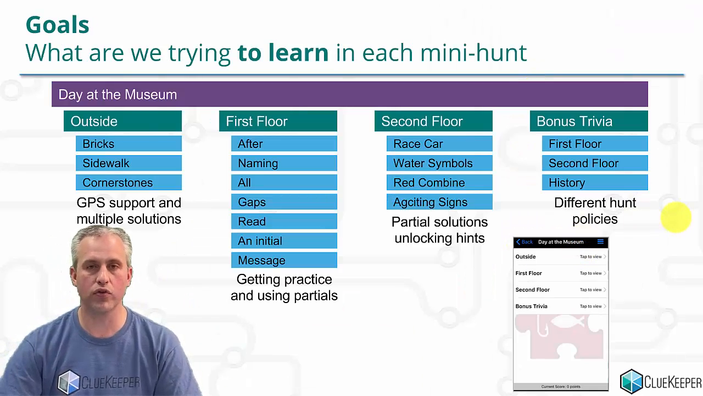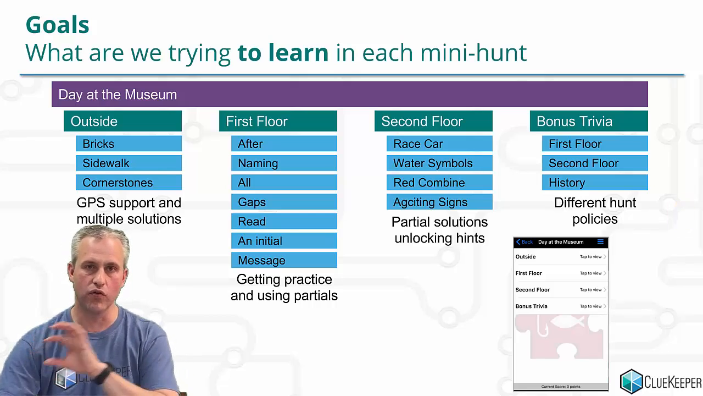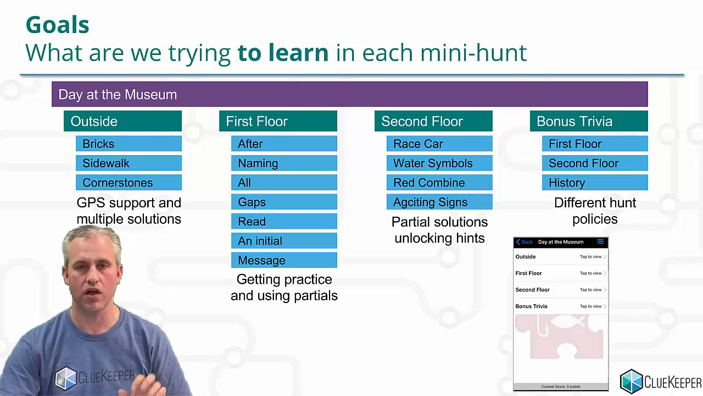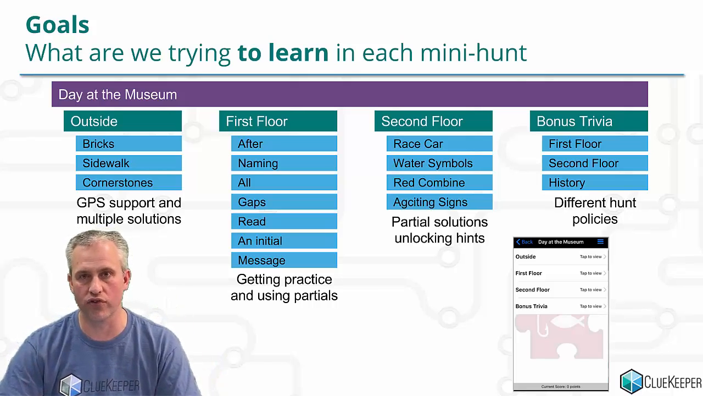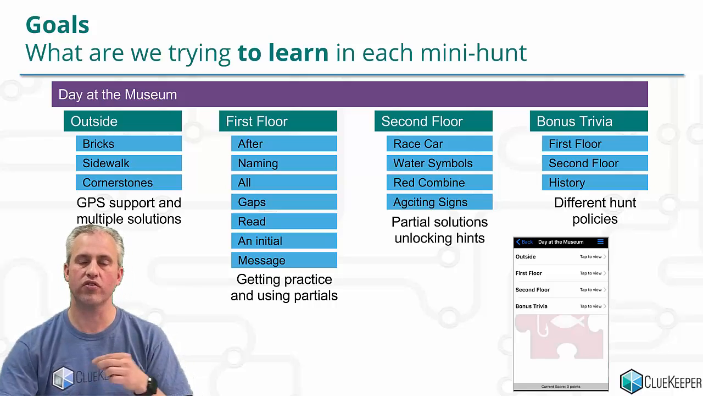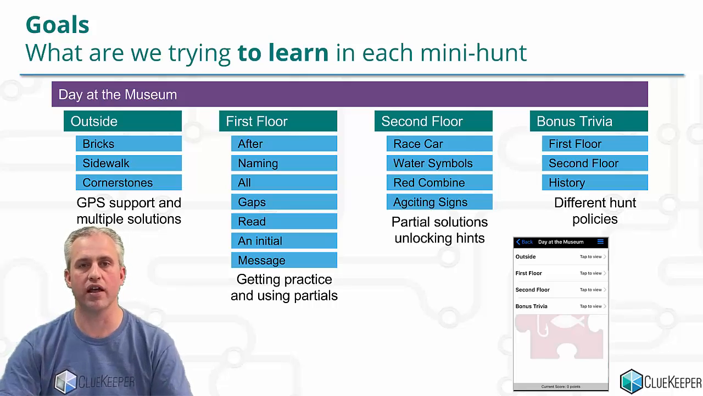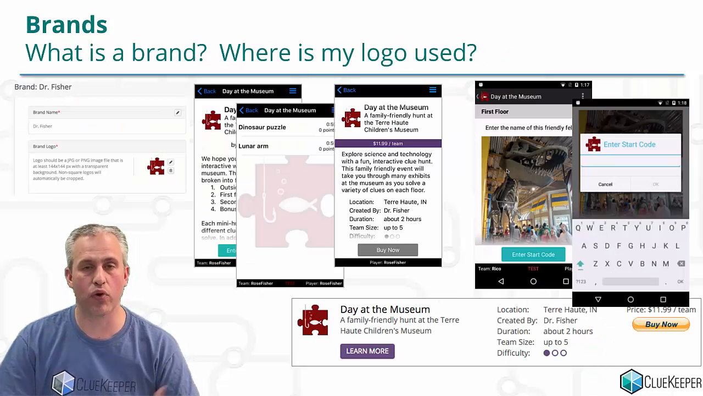And the overview of what's going on in each section can be seen here. So we've got the overall hunt, which is Day at the Museum, the 4 individual mini hunts, so outside, first floor, second floor, and bonus trivia. And then at the bottom of each one are some of the learning objectives that we're trying to hit within each mini hunt. Another thing that you might have noticed here, you can see the bottom of it here, is we added a brand logo.